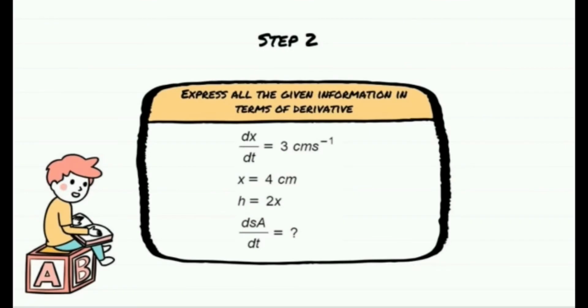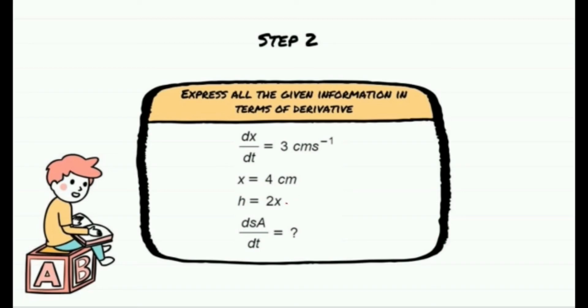Step 2 is to express all the given information from the problem statement in terms of derivatives. The problem statement states that x increases at a rate of 3 centimeters per second. So dx over dt equals 3 centimeters per second. The problem statement also states that the height of the cuboid is twice its base. Therefore, h will be equal to 2x.